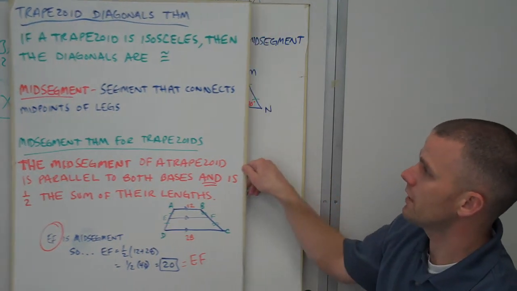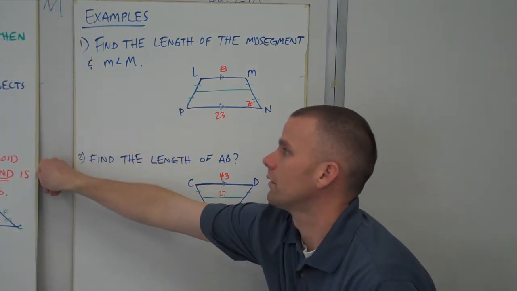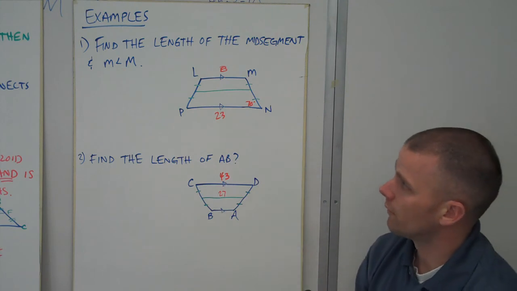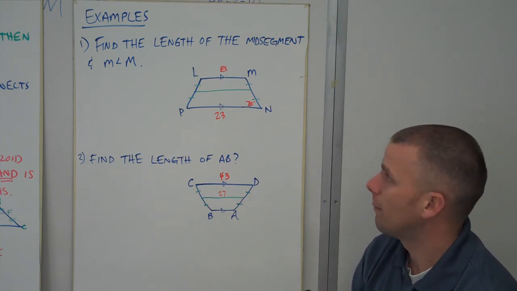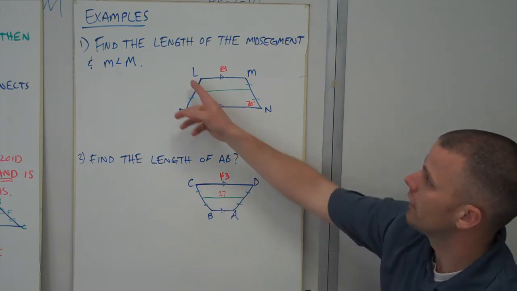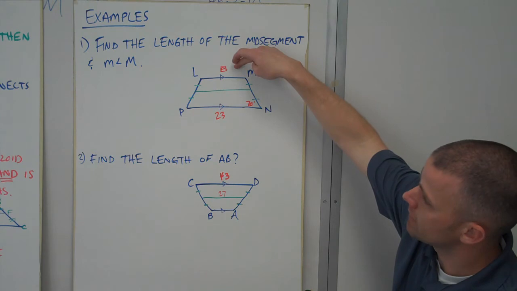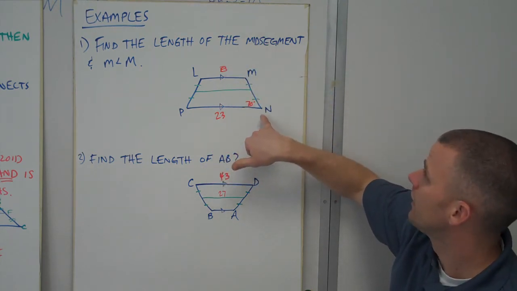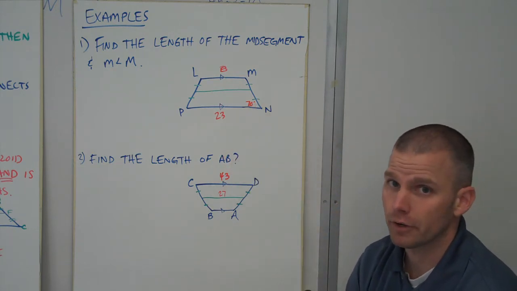So, a couple examples to take a look at and we'll be done. Example 1. Find the length of the midsegment and the measure of angle M. So here we've got a trapezoid LMNP. We know that LM has a length of 8. We know that PN has a length of 23. And down here, angle N has a measure of 70 degrees.